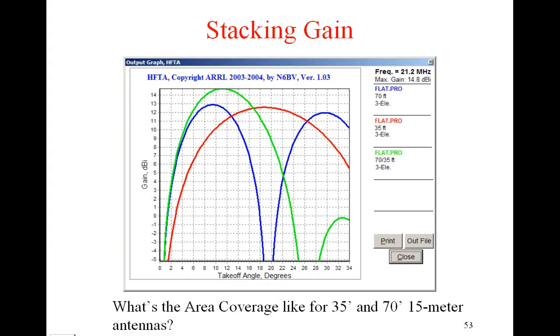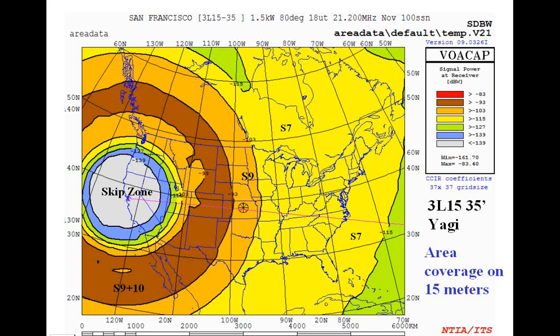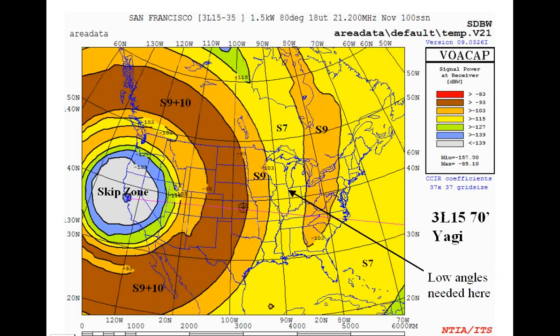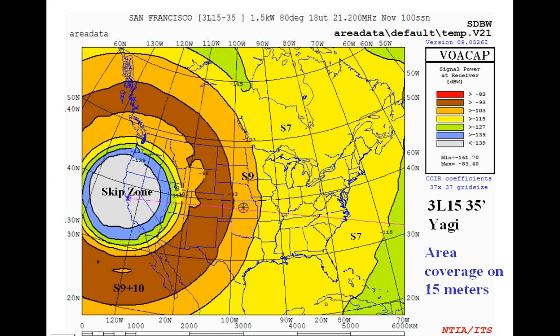Okay, now this is all nice and easy to see from a theoretical point of view. Let's look at the area coverages for these various antennas. This is, again, 21 megahertz, 15 meters in November at a relatively high level of solar activity, 100. This is 18 UTC in the afternoon using a single 3-element 15-meter Yagi that's 35 feet high. This is the area coverage that it's got. Let's show what happens with a 70-foot high antenna, 35, 70, 35, 70.